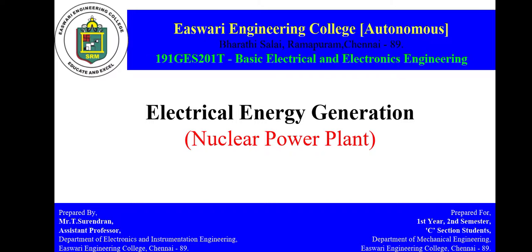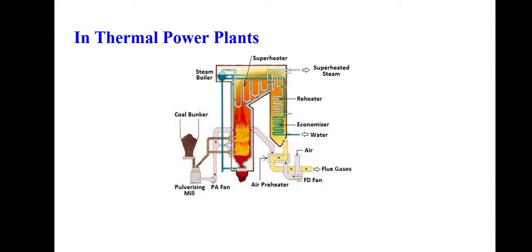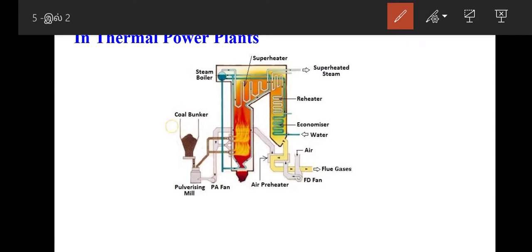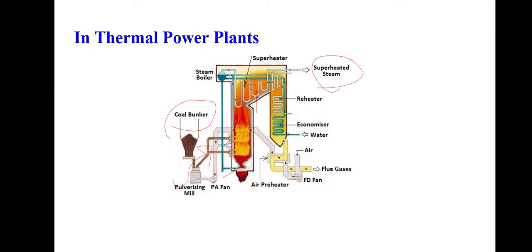Ultimately, the working of nuclear power plants is the same as thermal power plants. In a thermal power plant, we use coal as fuel, then we have to burn it and heat is generated. This heat energy is used to convert the water into steam. But as coal combustion takes place, there are many disadvantages: it produces ash, it pollutes the atmosphere, and it produces toxic gases.